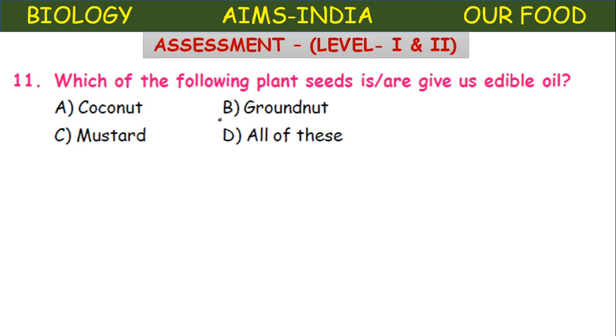Next. Which of the following plants' seeds give us edible oil? Coconut, groundnut, mustard. So all these are used for extraction of the oil, edible oil. So all of these.